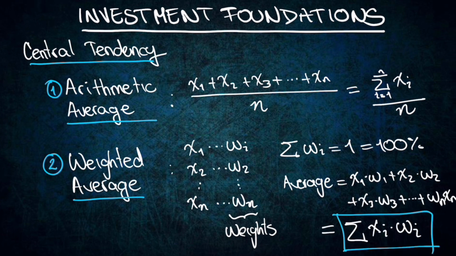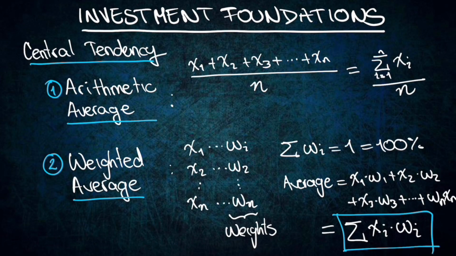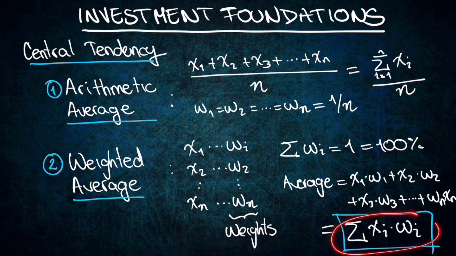The arithmetic average is a special case of a weighted average in which we just have the same weight for each observation. That's why either you have a weight of 1 divided by n, given that n is the number of elements, or if you do the math, you are going to get the sum of all the elements divided by n. You are going to get the same answer.